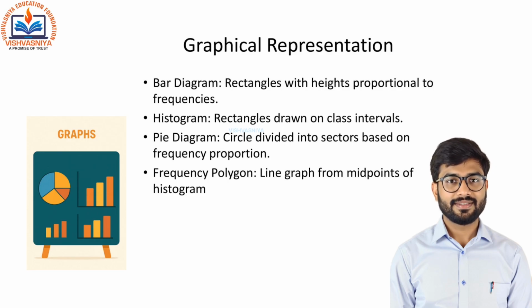Pie diagram is a circle divided into sectors where each central angle is calculated as frequency divided by total frequency multiplied by 360 degrees. Frequency polygon is drawn by joining the midpoints of histogram tops with straight lines. Ogive is a curve drawn for cumulative frequency, and it can be of less than type or more than type.